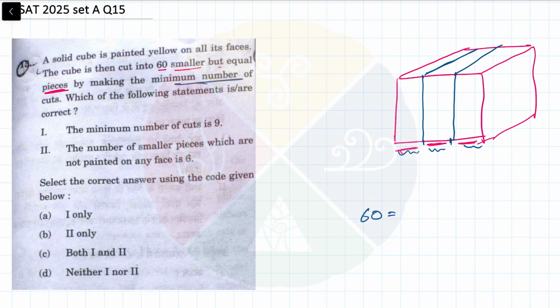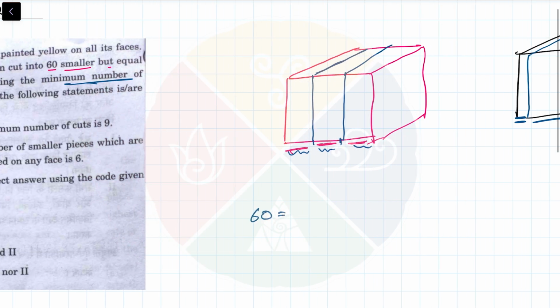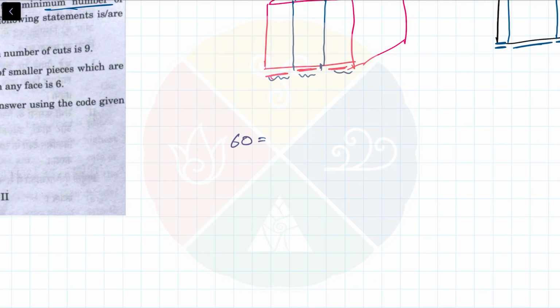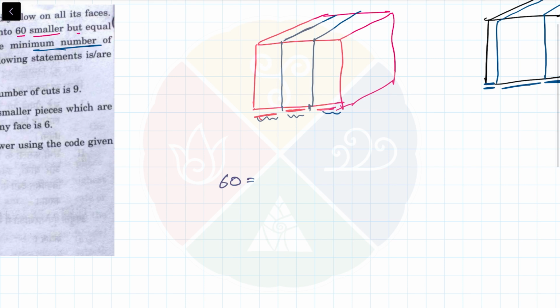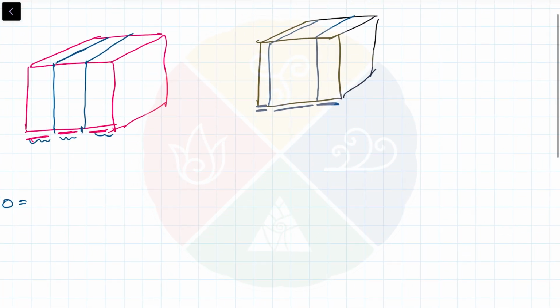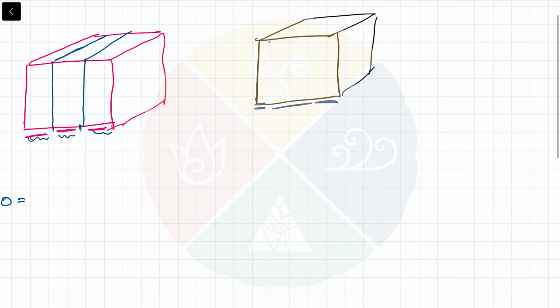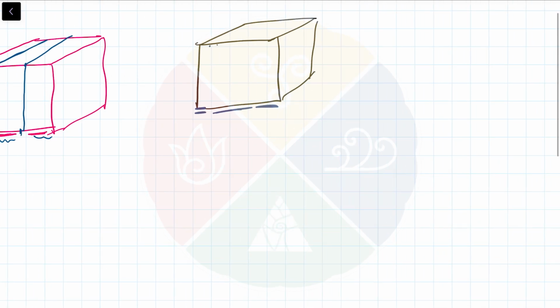Let's see, by making the minimum number of cuts, what is the following statement? Minimum number of cuts. If you want to make the minimum number of cuts, each side should get more cuts. That basically means, imagine I'm only cutting this cube 3 times. If I cut 1, 2, 3 times on one side, I am going to get 4 pieces.